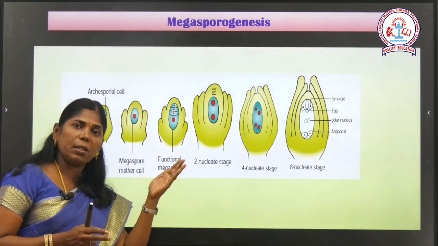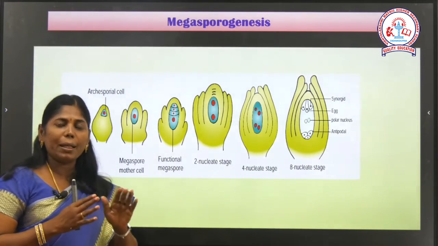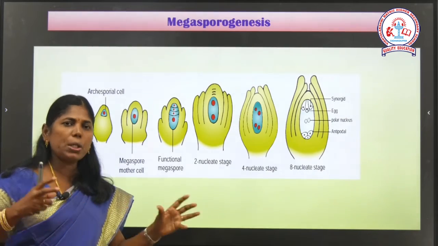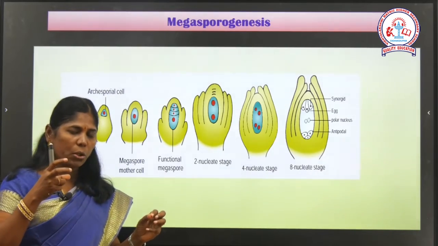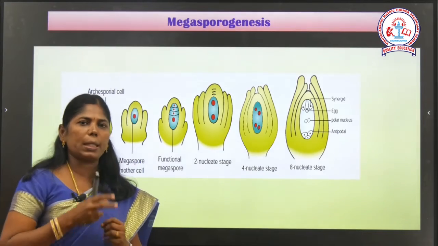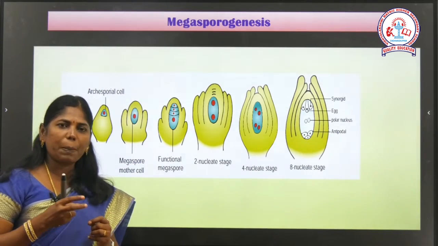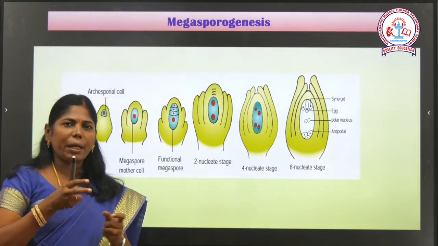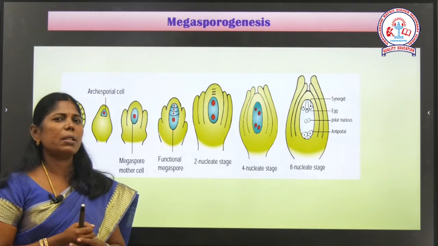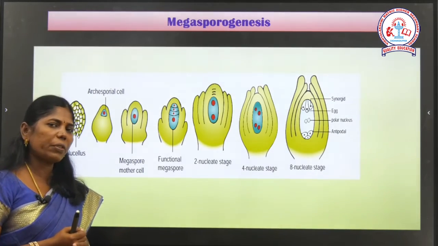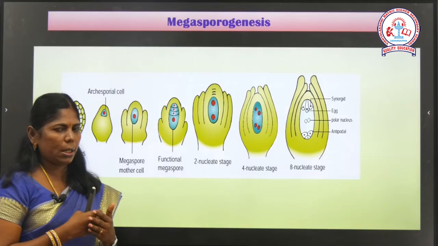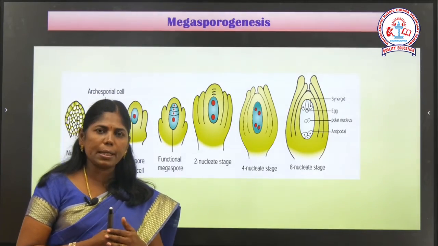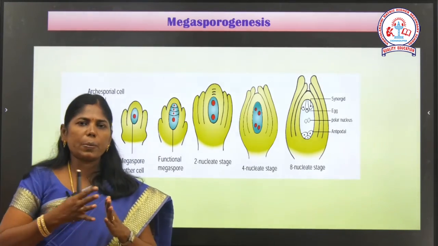That is undergoing the division to form three layers, but here the divisions push the sporogenous tissue inside the nucellus, because the nucellus is supplying nutrition to the developing sporogenous tissues. So what about the function of the primary sporogenous tissue? That is similar to microsporogenesis.